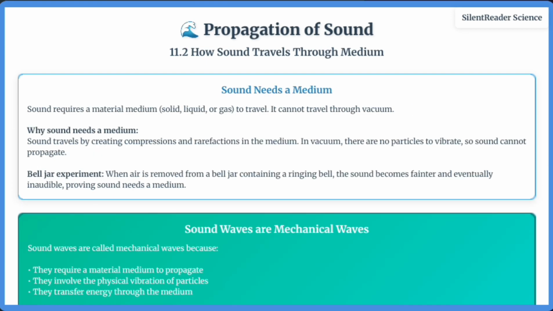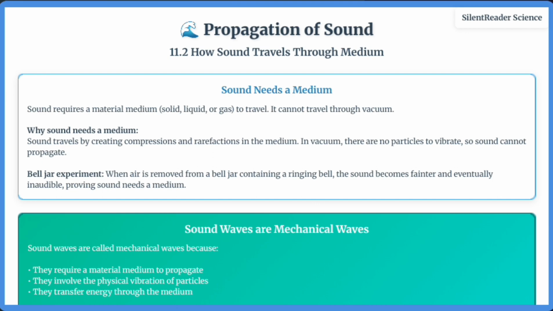Now let's explore how sound travels. Sound requires a material medium, solid, liquid, or gas, to propagate. It cannot travel through vacuum, which we can prove with the bell jar experiment. When we remove air from a bell jar containing a ringing bell, the sound becomes fainter and eventually inaudible. Sound travels as mechanical waves called longitudinal waves, which consist of alternating compressions and rarefactions.